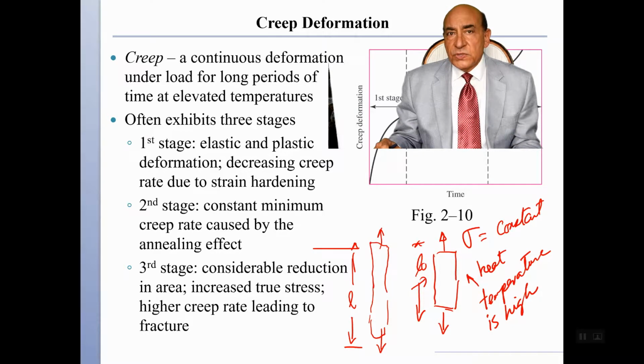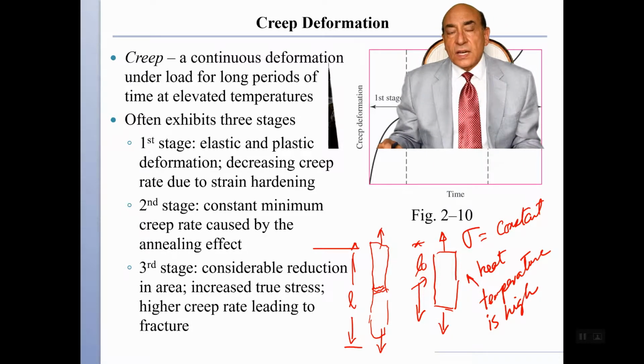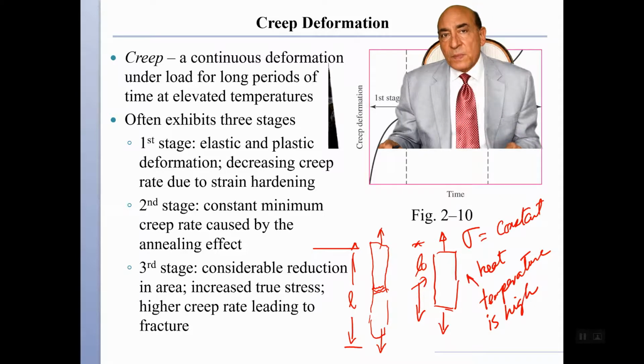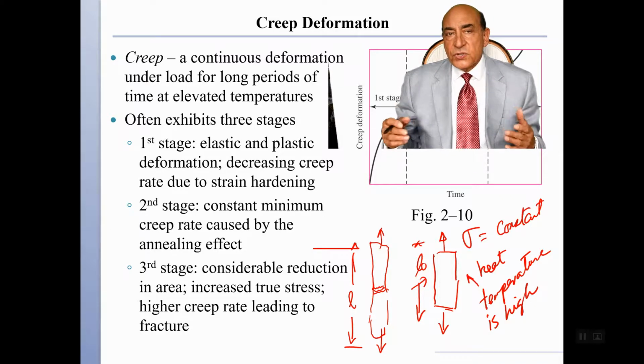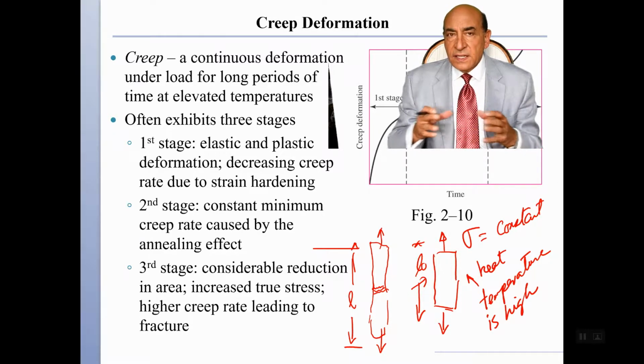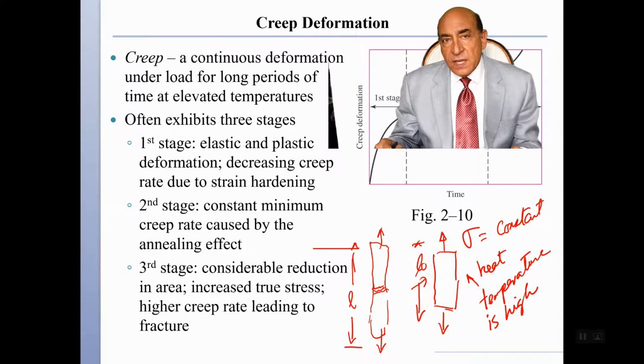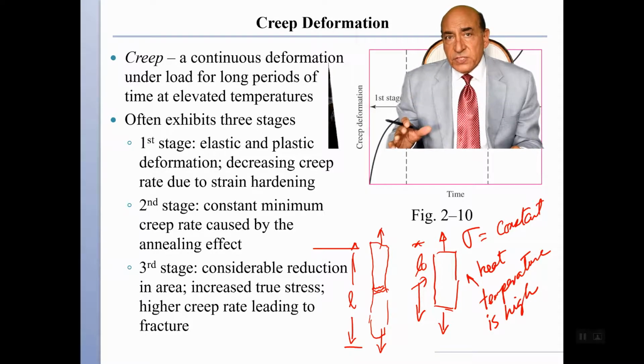Now that can produce large strains, and eventually we will get fracture localized in a region where the fracture is associated with grain boundary cavitation, where the cavities form on the grain boundaries and interlink, and they reduce the load carrying capacity of that sample. So that's a general description.